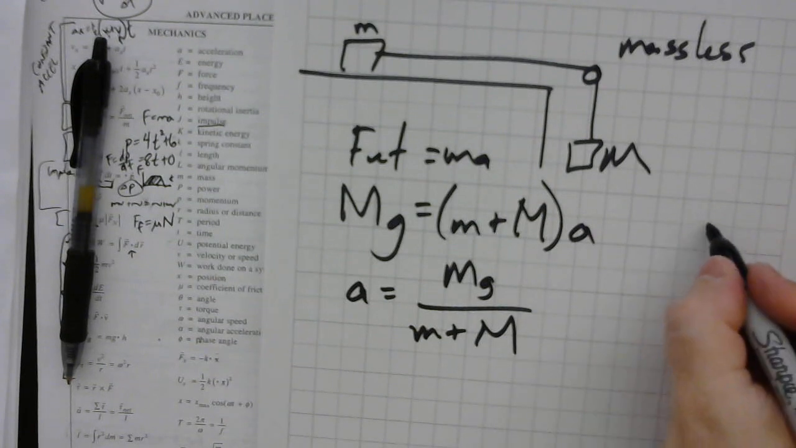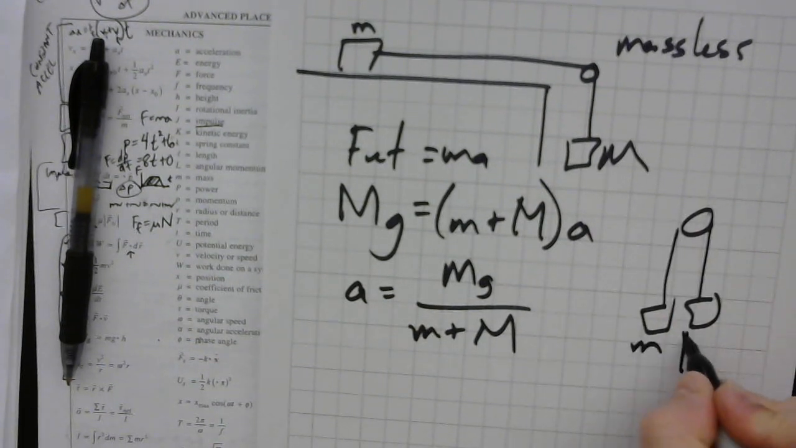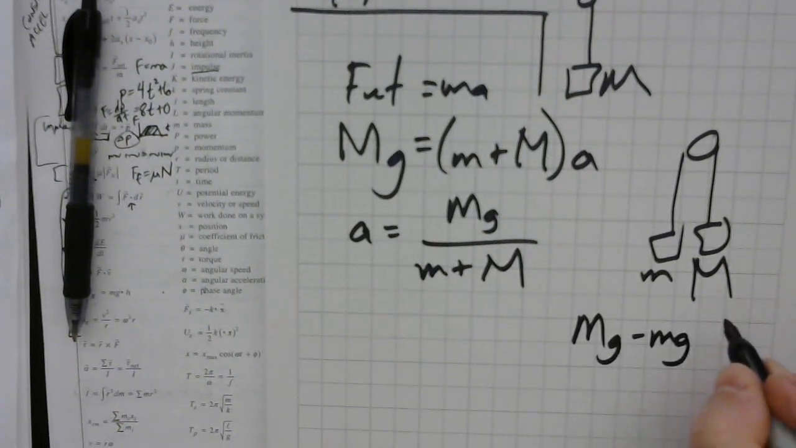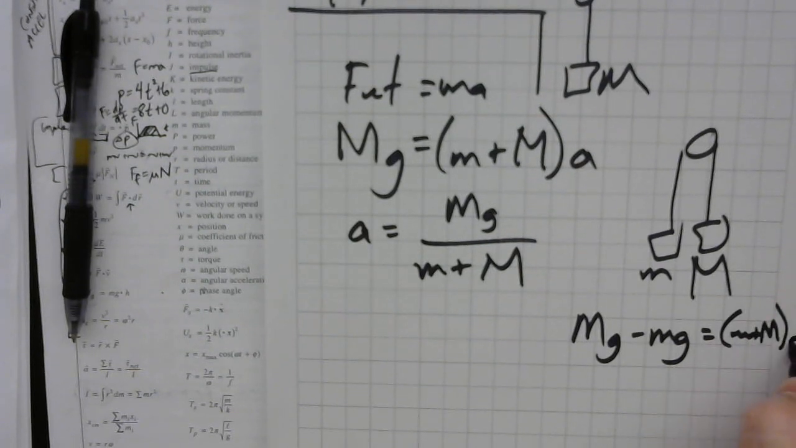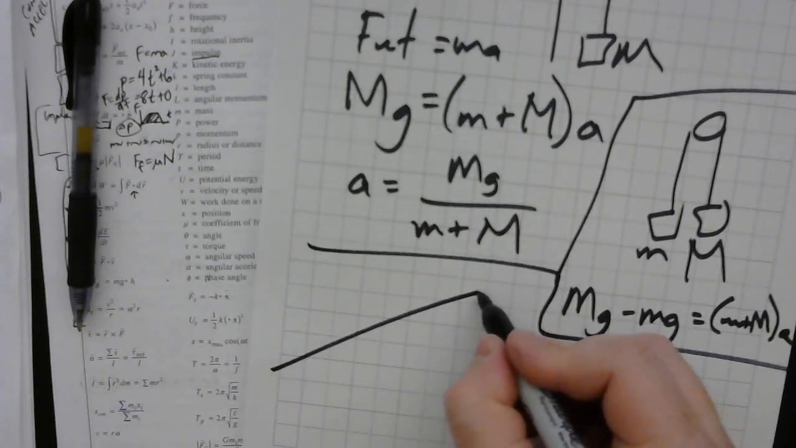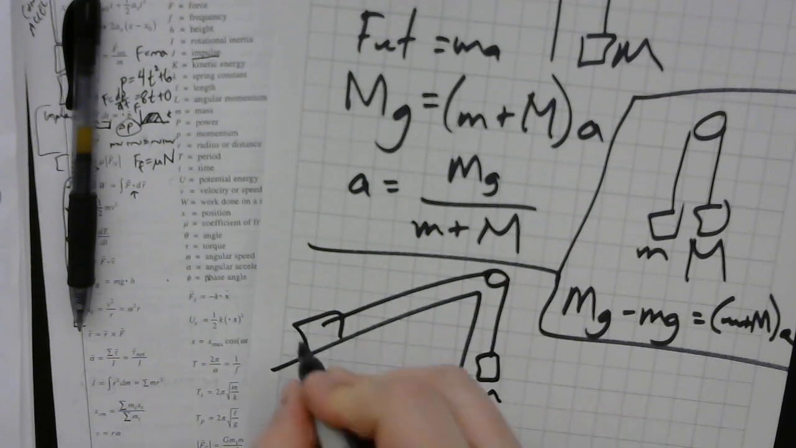And then you also have an Atwood's machine, right? So if this was little m and this is big M, well, now I would just say it's Mg minus little mg, because now these guys are working against each other, equals M plus m a. Some kids some year will see this problem, and they'll be like, what the heck? Okay, cool, watch. M, big M.